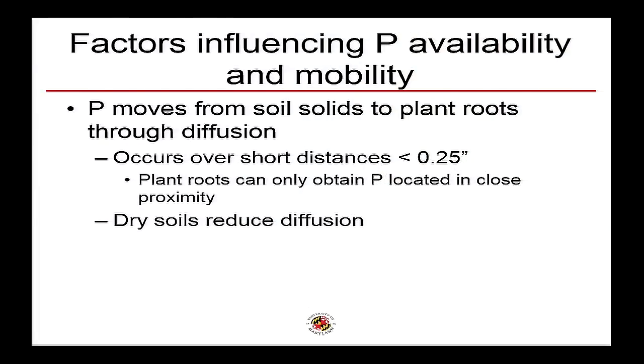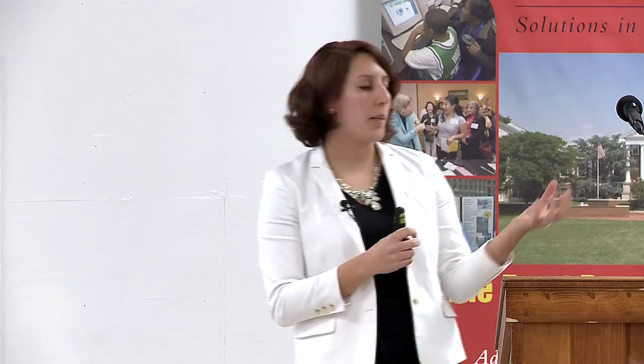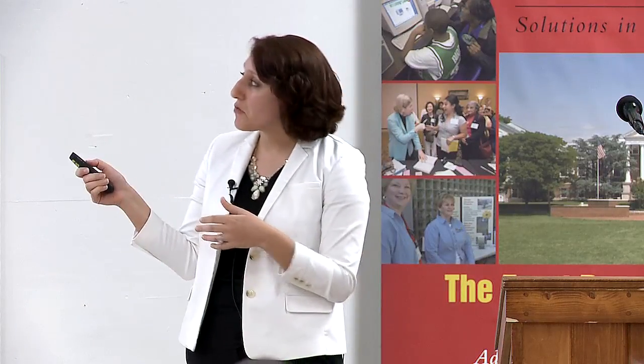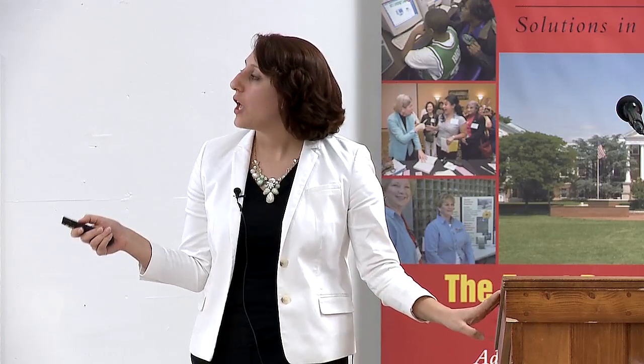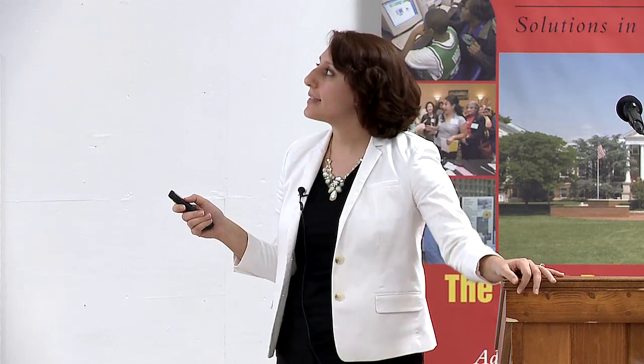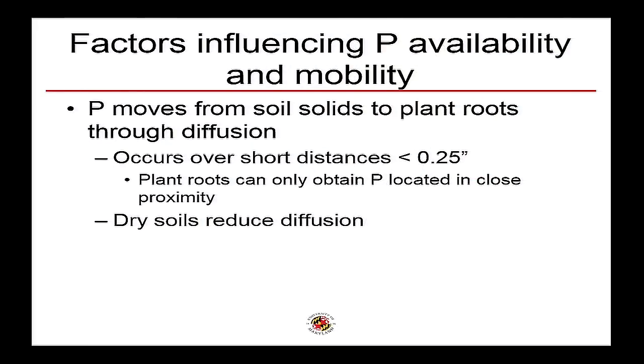Okay, factors influencing phosphorus availability and mobility. So phosphorus, as I mentioned, the soil has a very high affinity for it, so it doesn't move very far. It's not going to move long distances through the soil, from where it's attached to that clay particle to that plant root, right? So it really only is maybe about 1/4 of an inch that it's actually going to move. And then beyond that, you really need that water because it's the medium for moving those nutrients from the soil to the plant root. So it's not going to move over a very long distance, and it's also not going to move if you've got very dry soil conditions.